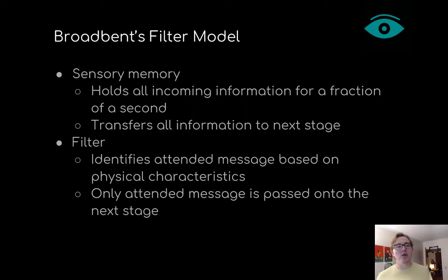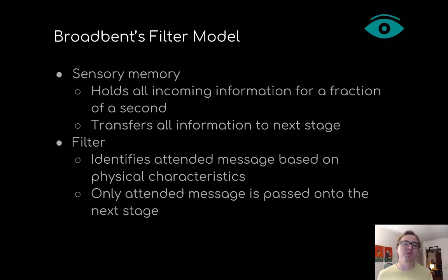So sensory memory holds all this incoming information for just the tiniest fraction of a second, and then it transfers that information to the filter. This filter identifies intended messages based on physical characteristics and what's important in the message. What am I looking for? Do I know the physical characteristics of the person I'm talking to?